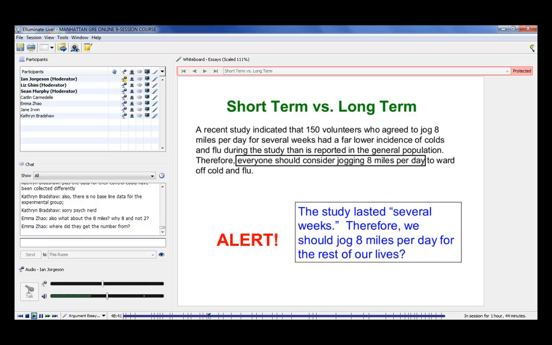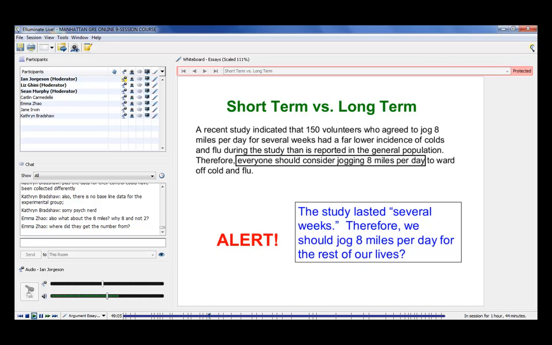Yeah, that's another good question, right? This goes back to our point that nothing is quantified. They don't tell us how much lower the incidence of colds and flu were. They don't tell us why it's 8 miles a day instead of 6 miles or 10 miles. There's really no good explanation for the numbers that they do have, and they're missing a lot of other numbers.